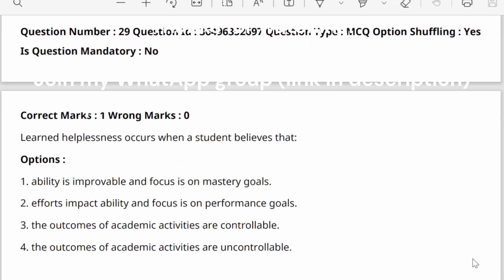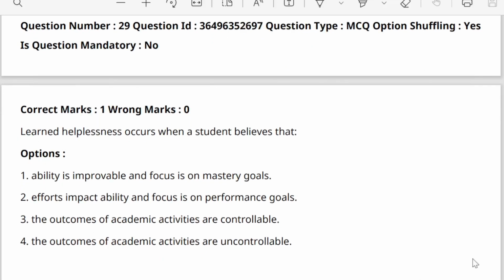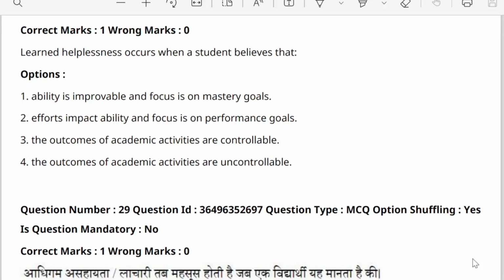Let's go to question 29. Learned helplessness occurs when a student believes that ability is improvable and focus is on mastery goals. Efforts impact ability and focus is on performance goals. The outcomes of academic activities are controllable. The outcomes of academic activities are uncontrollable.